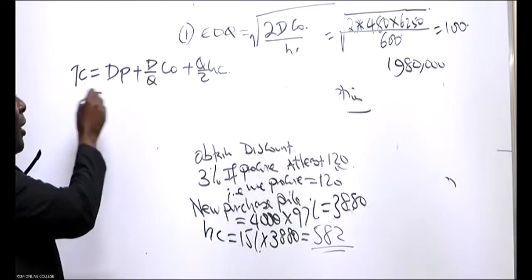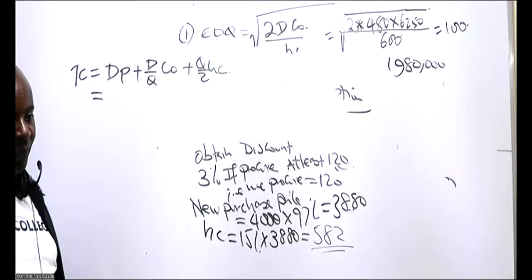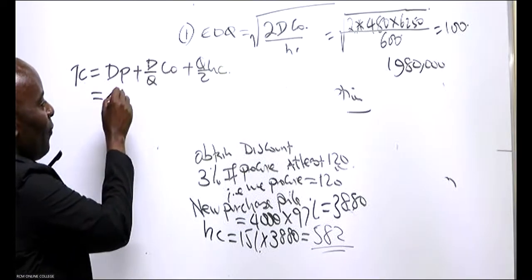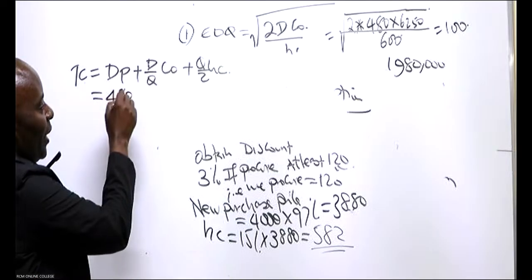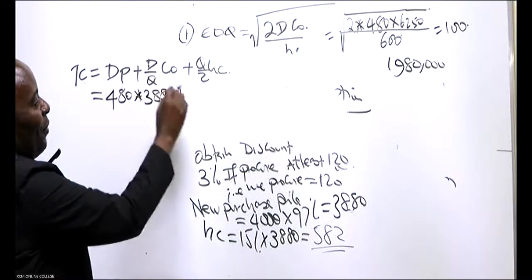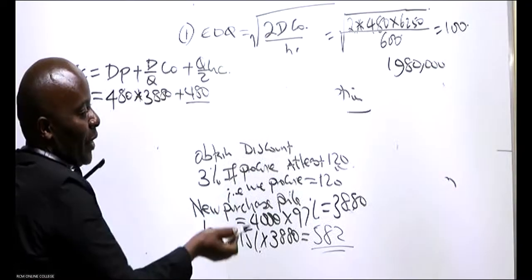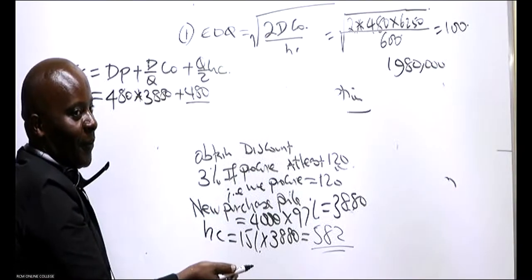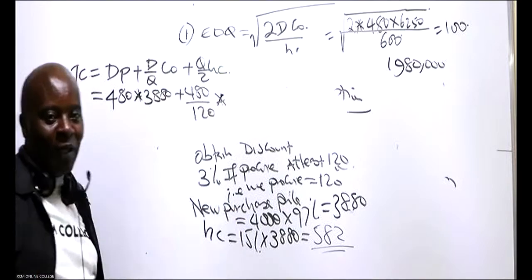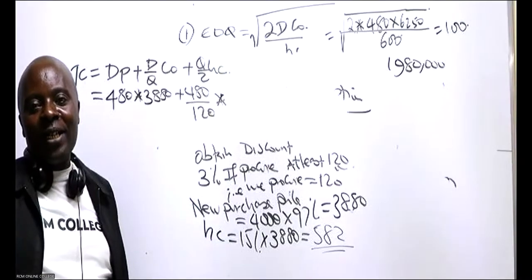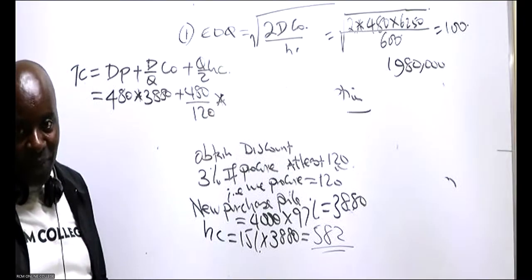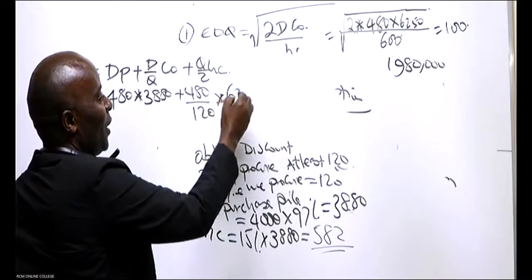Okay, we move slowly here. What is the annual demand? Annual demand of mattresses? 480, yeah? Times the new price at 3880. This time around, what is the quantity? 120 for us to get the discount. Cost per order won't change, it will always remain the same. So what is the cost per order? 6250, yeah.